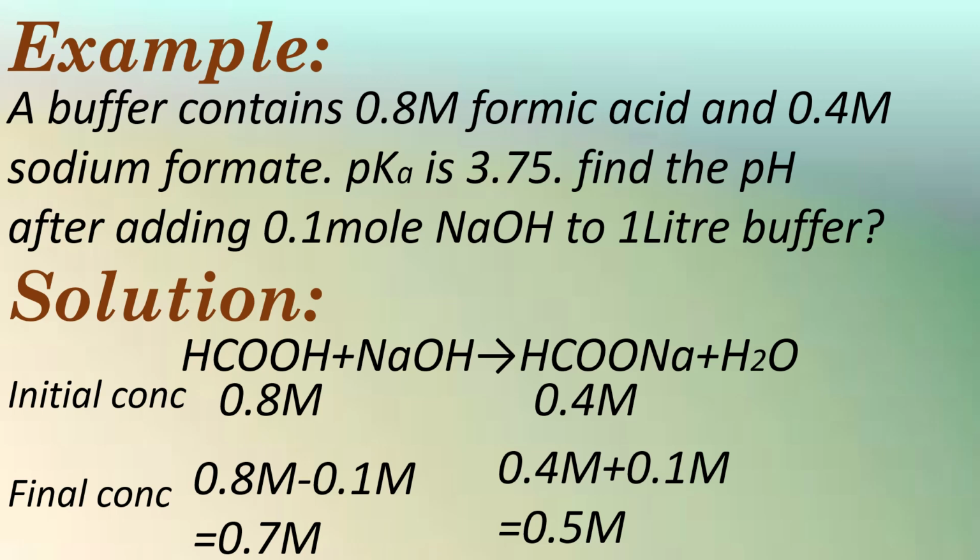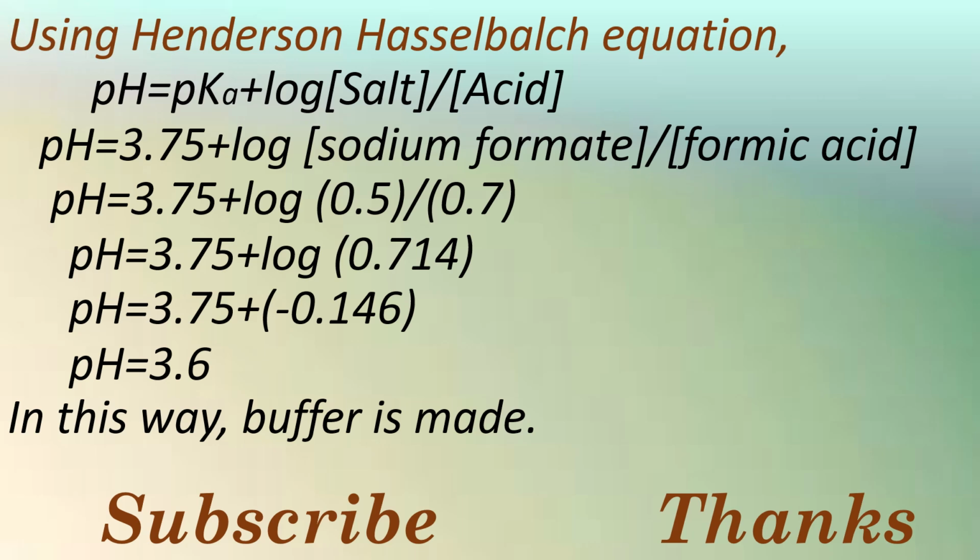Now we will apply Henderson-Hasselbalch equation to find the pH of solution. This equation has two types. One is pH is equal to pKa plus log salt upon acid. Other is pOH is equal to pKb plus log salt upon base concentrations. So here we have pKa already given, salt and acid are given. We have to find pH of solution.